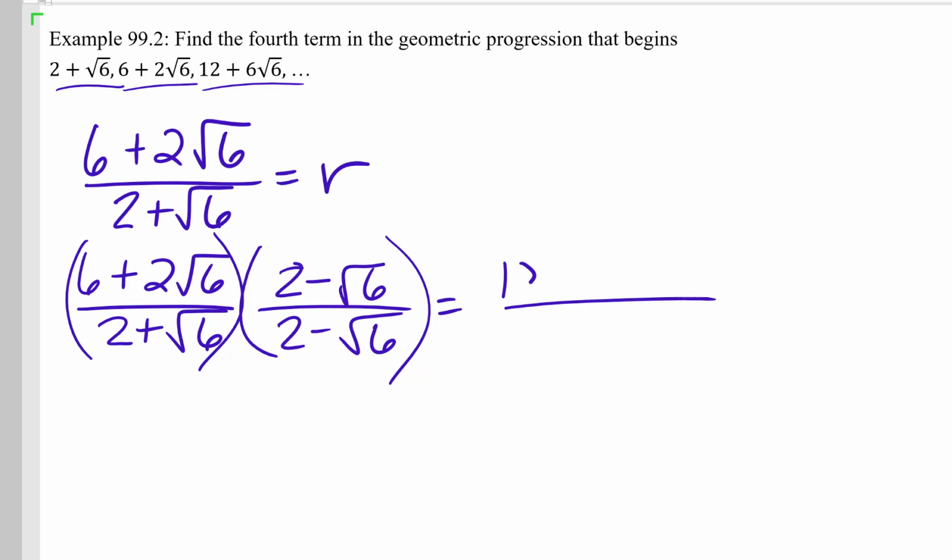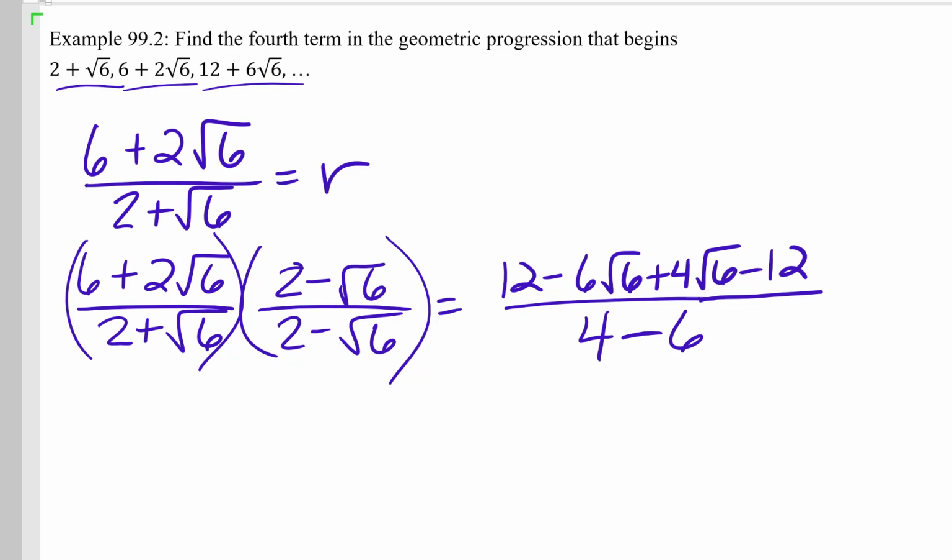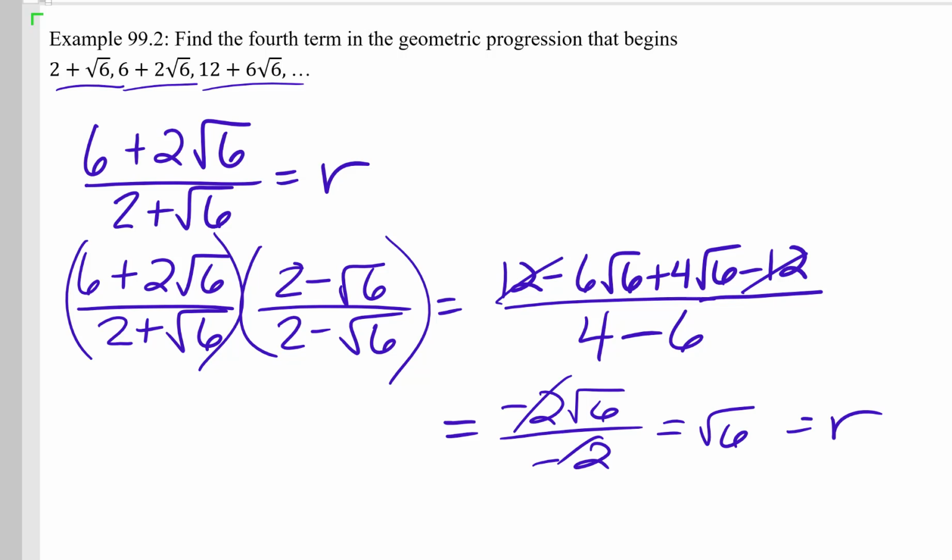First of all, I'm going to multiply the numerators. 6 times 2 is 12. 6 times negative square root of 6 is negative 6 square root of 6. 2 square root of 6 times 2 is 4 times the square root of 6. And then I have minus 2 times 6, which is 12. In the denominator, I have a difference of squares, 2 squared, which is 4, minus the square root of 6 squared, which is 6. So you can see that those cancel, and I end up with negative 2 square root of 6 divided by negative 2, which is just the square root of 6, which is my common ratio.